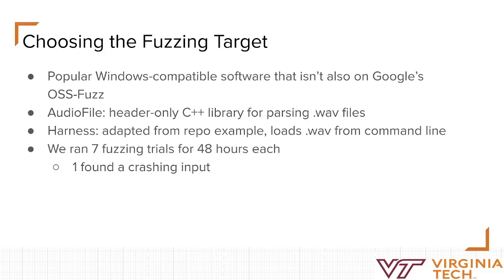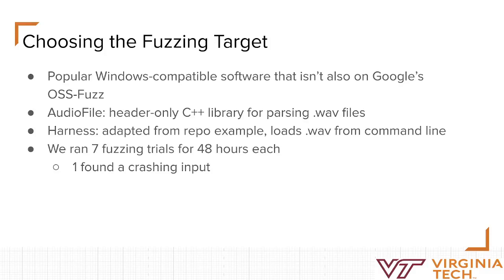And so for choosing the program that we actually wanted to fuzz, we basically wanted to look for some popular or relevant, Windows-compatible software that isn't already on OSS Fuzz, which is Google's fuzzing framework, because OSS Fuzz just has orders of magnitude more computational power than we have access to, so we can't really compete with them. But we found a header-only C++ library that parses WAV files called AudioFile, which was a good candidate.